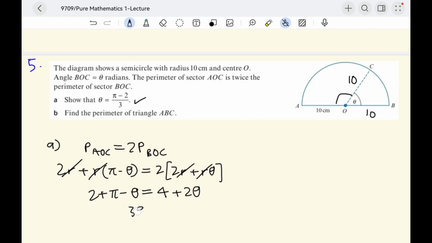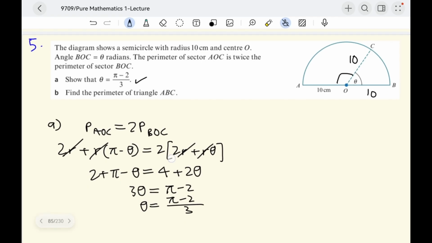So I have 3 theta equals pi minus 2. Divide 3 on both sides of the equation, so we get theta equals pi minus 2 over 3. Yeah, that's correct. Make sure all of our workings are valid and correct without any reckless mistake. Therefore, shown. If you do until here, congratulations, the marks might allocate 2 to 3 marks if you are able to solve the proof questions.